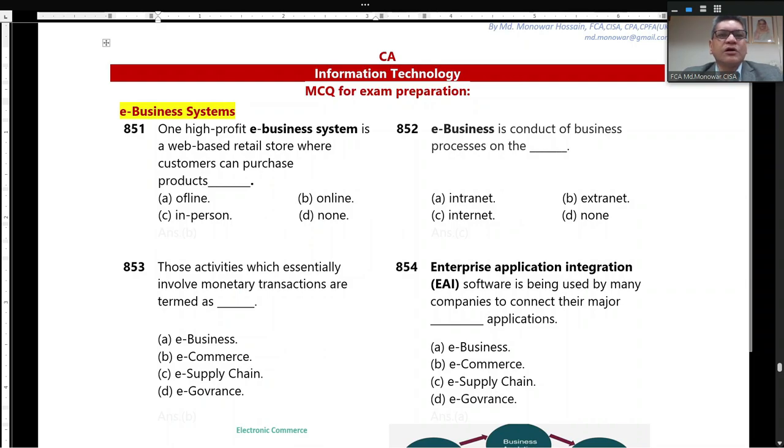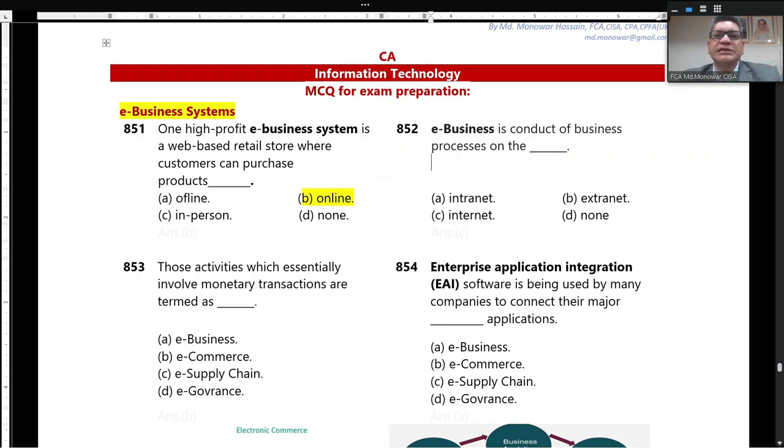If you see here, on high profit, e-business system is a web-based retail store where customer can purchase product. What would be the answer? Through online. So we know the e-business, all are using the online. So here the answer is B, online.